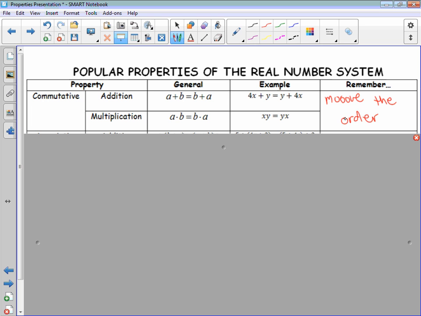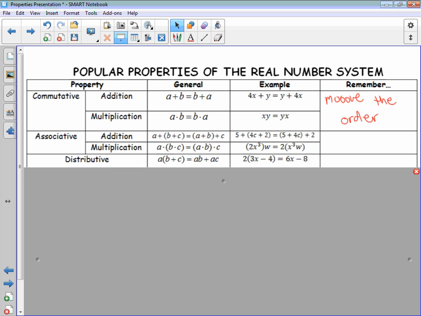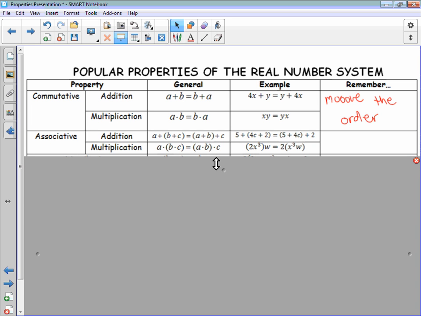All right, let's do the next one. Look at this next one. Say that with me. It's the associative property.